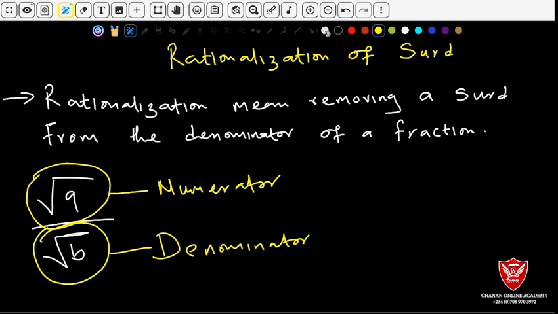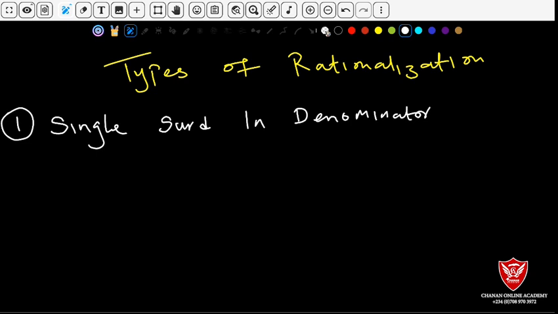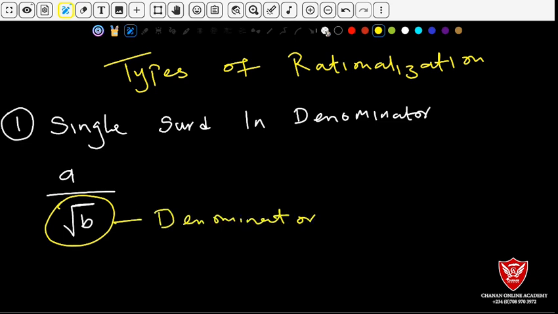So we do not want a surd to be the denominator. Types of rationalization. The first type of rationalization we're going to talk about is a single surd in the denominator. What this means is that if we have, for example, a over root b, this is an example of a single surd being the denominator. It is just a single surd, and it is the denominator. Let's see how we rationalize a single surd.